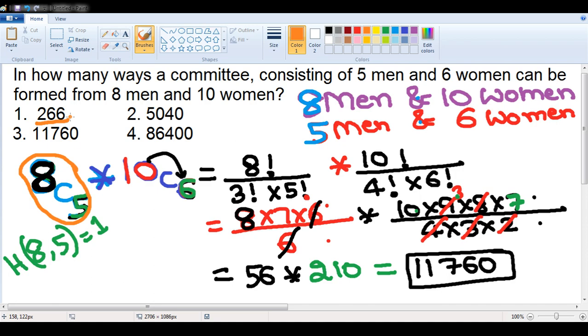266. Is it divisible by 8? It's the last 3 digits. Check it out. 266 will not be divisible by 8. Next value is 5040. 040 is the last 3 digits. It is divisible by 8. 760 is the last 3 digits in the third option. That is also divisible by 8. 400 is the last 3 digits. That is also divisible by 8. That means from this logic you can only eliminate one of the options here.